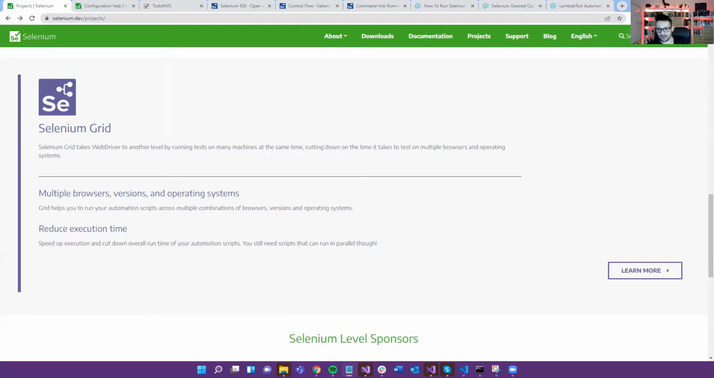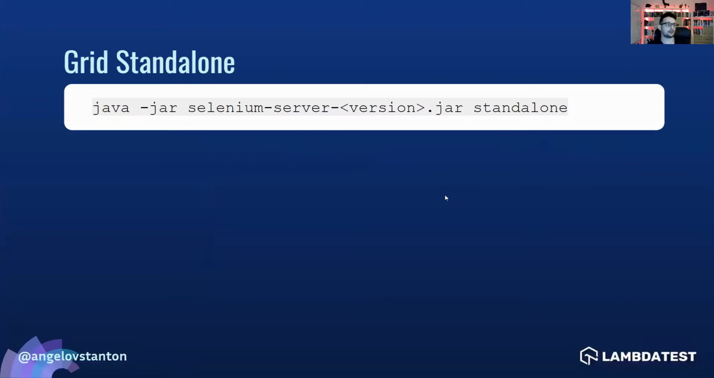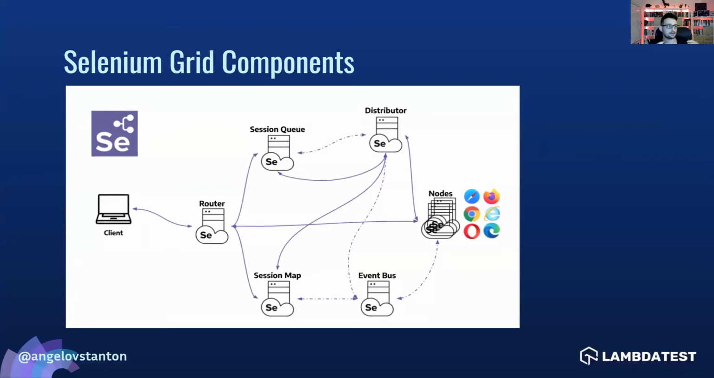Now let's return to our slides. This is the simplest way of using the grid in a standalone mode on your machine. It will be available on a certain port where you will be able to use all of the different browsers on your machine. And here is a more complex diagram of the different new parts and components of the new Selenium 4 grid.